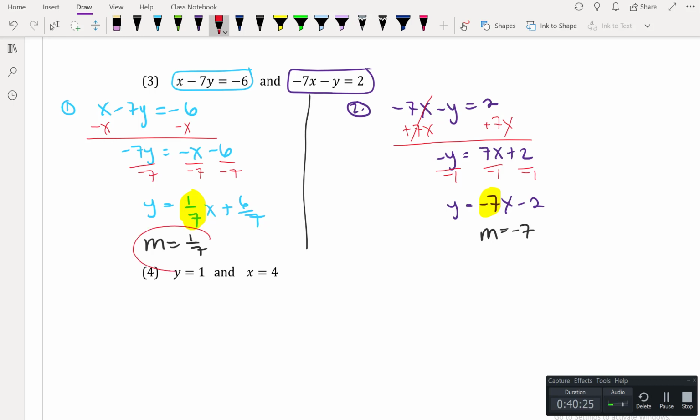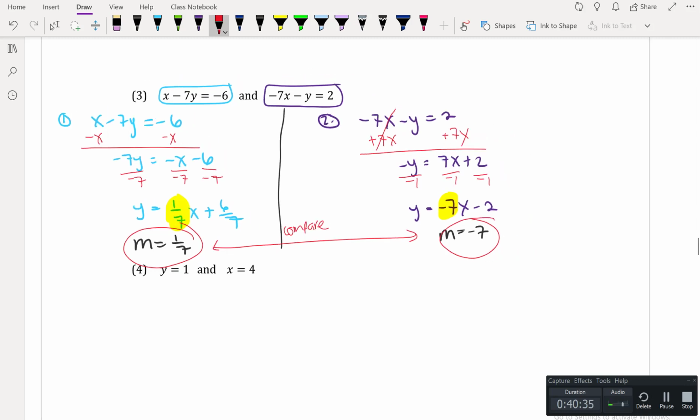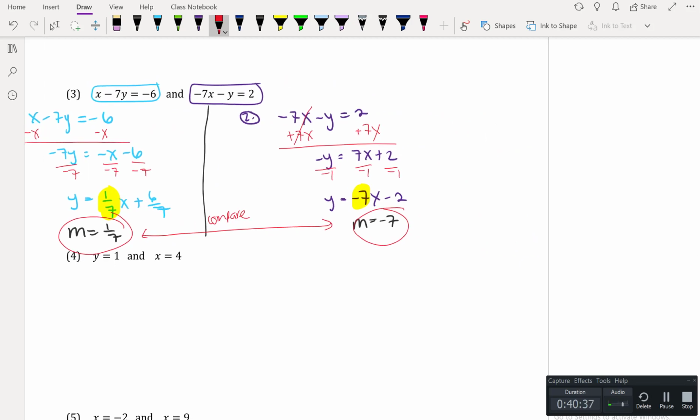So what do we want to do? We want to compare these two slopes. So let's think about this for a moment. We have 1/7 and -7. So the slope from the first equation was 1/7. We have the slope of the second being -7, or better yet, -7/1. So they're not exactly the same, but there's definitely a relationship here. They are the reciprocal.